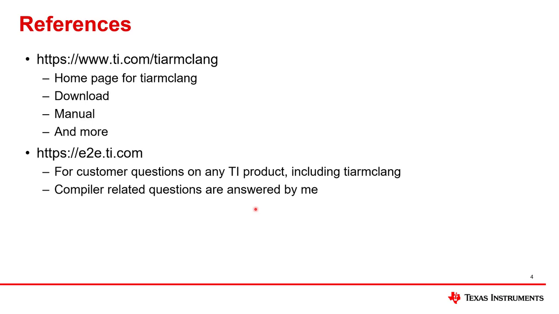Before we close out this video, I want to give you a couple of references. The first one we actually used during the video. This is the homepage for the tiarmclang compiler, ti.com/tiarmclang. As you've seen, you can access the manual. This is also where you can download the compiler and more details like that.